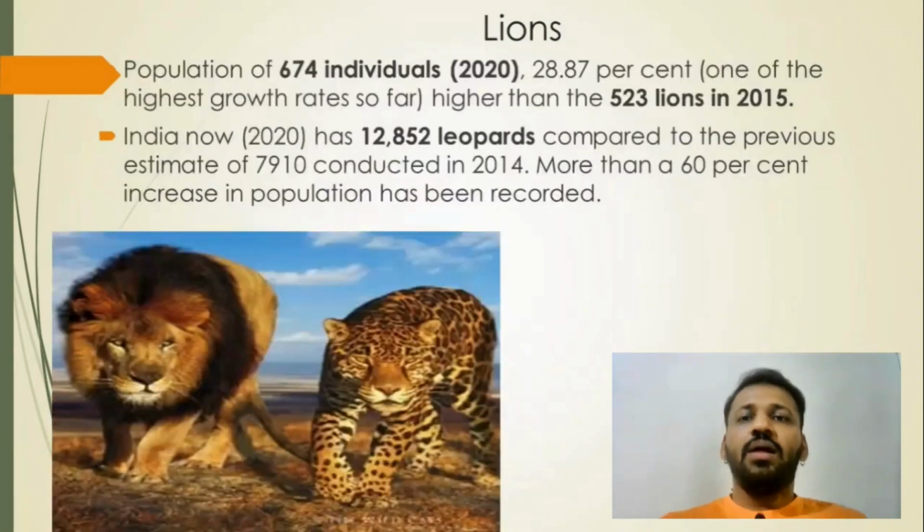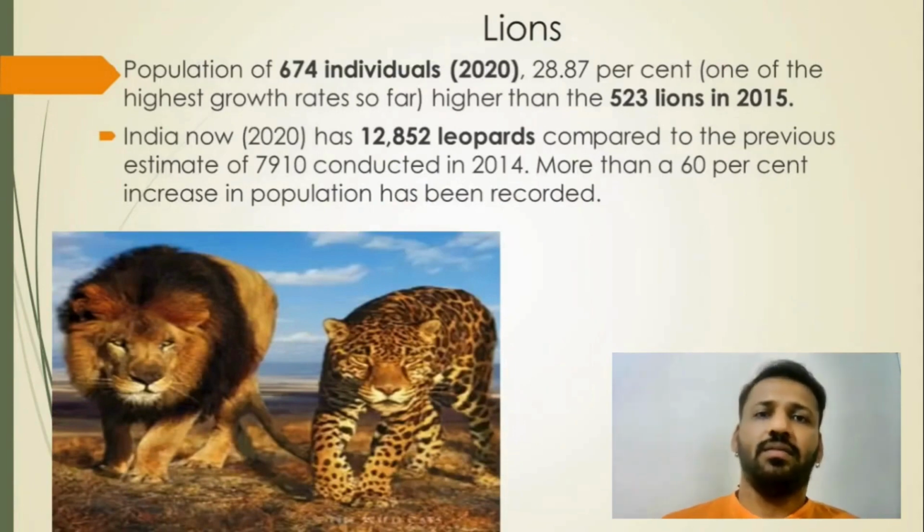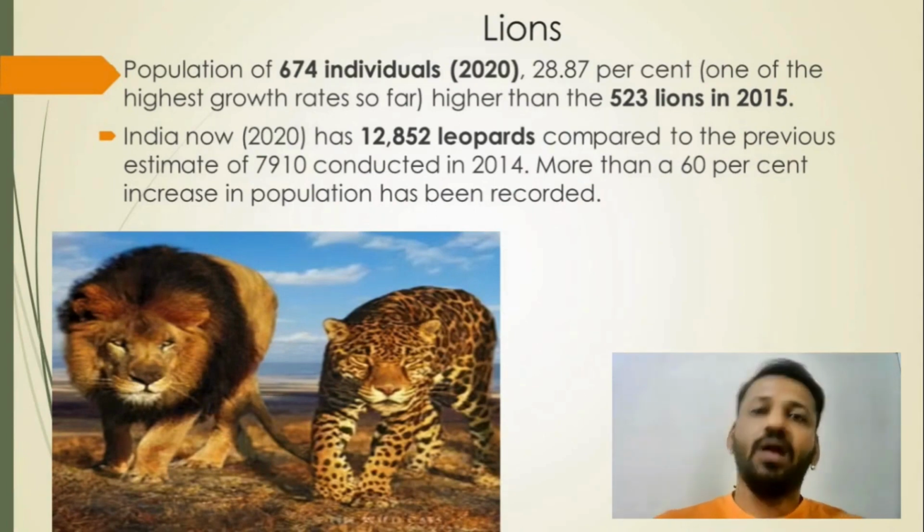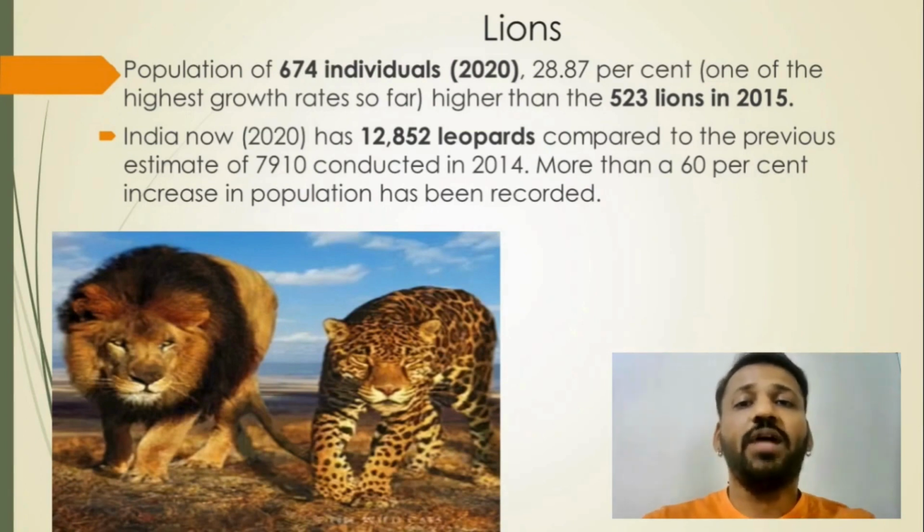In terms of lion, the lion population is 674 individuals in 2022. It has also increased by 28% compared to 2015. Also, the leopard population is one of the highest in India.